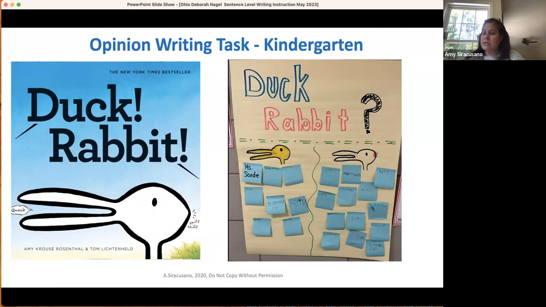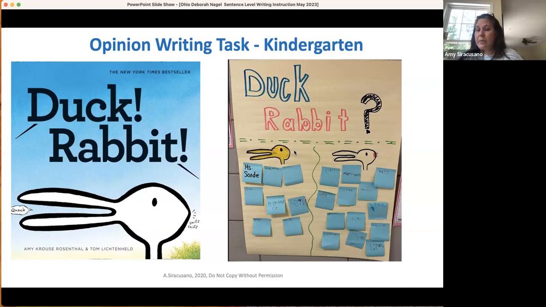She also applied this approach to using it with opinion writing. So Duck! Rabbit!, really famous book. I don't know if you know it or not. If you don't, you should get it. It's an amazing text by Amy Krouse Rosenthal. So this image occurs throughout the entire book in different settings. And you have to decide whether this is a duck and you see its bill over here, quack, quack, or whether it's a rabbit and these are its ears and it's sniffing. So you have to decide what it is.